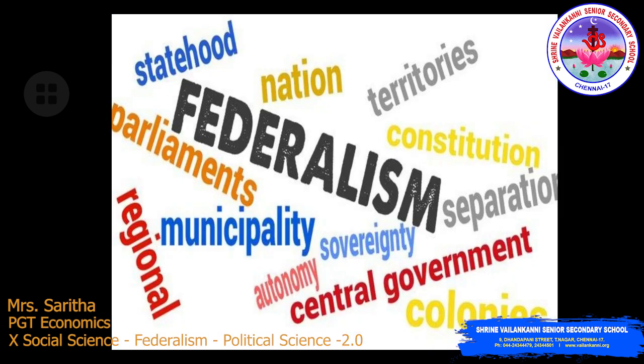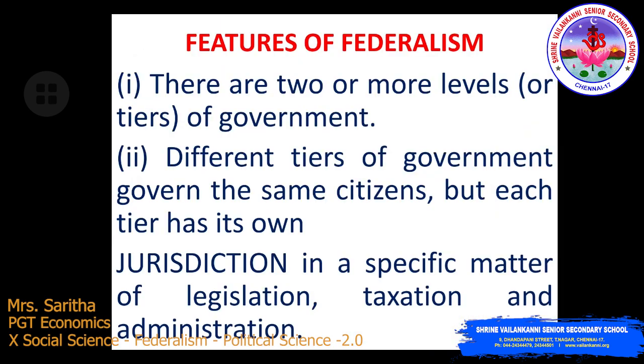Now, we'll look at what the features of federalism are. There are two or more levels or tiers of government. Different tiers of government govern the same citizens, but each tier has its own jurisdiction in specific matters of legislation, taxation and administration.